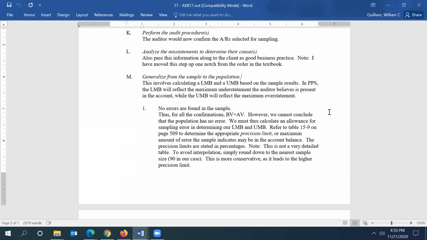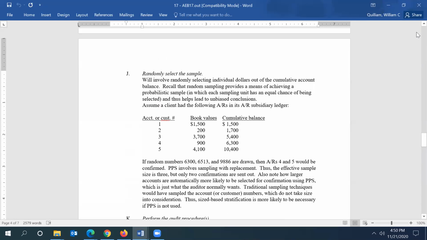Well, it's not a very detailed table, and I will show you to avoid interpolation. You might not remember how to do that. That's okay. We'll simply round down to the nearest sample size, which will be 90 in our case. And we said earlier the sample size is, I think we said 100. Let me just double check here.